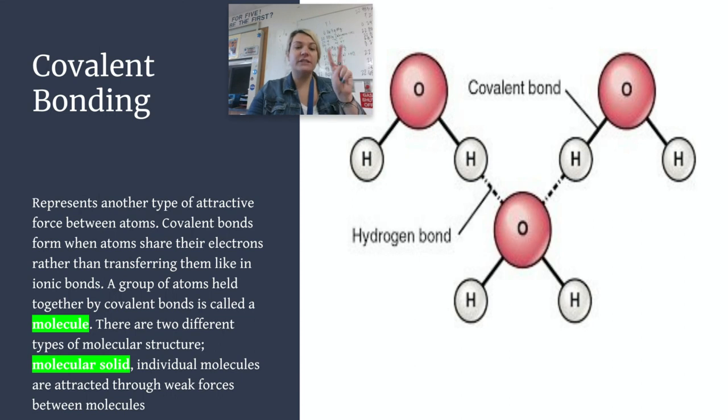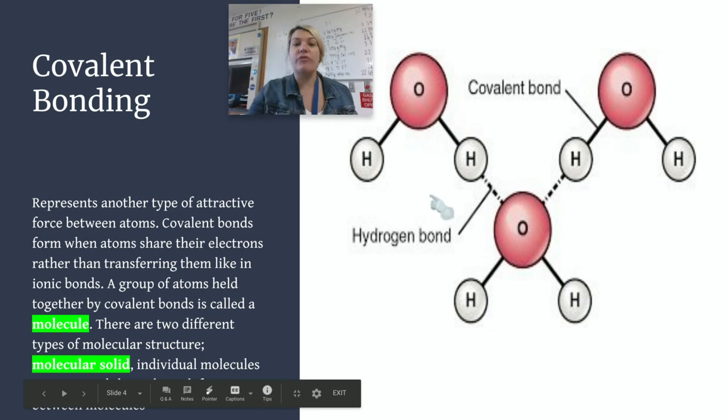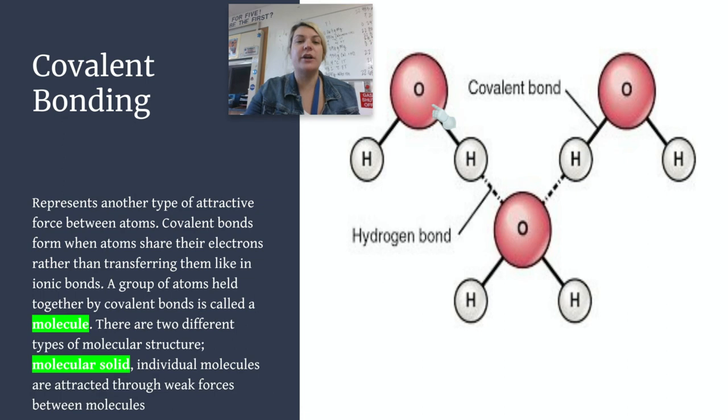There are 2 different types of molecular structure. You can have a molecular solid, in which individual molecules are attracted through weak forces between molecules. What that means is, if I look at these covalently bonded water molecules, hydrogen and oxygen are sharing electrons. We know that water is H2O. So in a glass of water, all of our waters are doing this thing called hydrogen bonding to the other water.